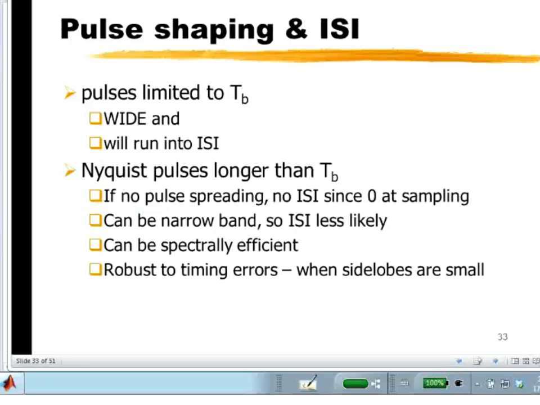So remember, pulses which are limited to TB, time limited, are wide in bandwidth. And if I have a really wide bandwidth, I'm going to run into trouble with the intersymbol interference.